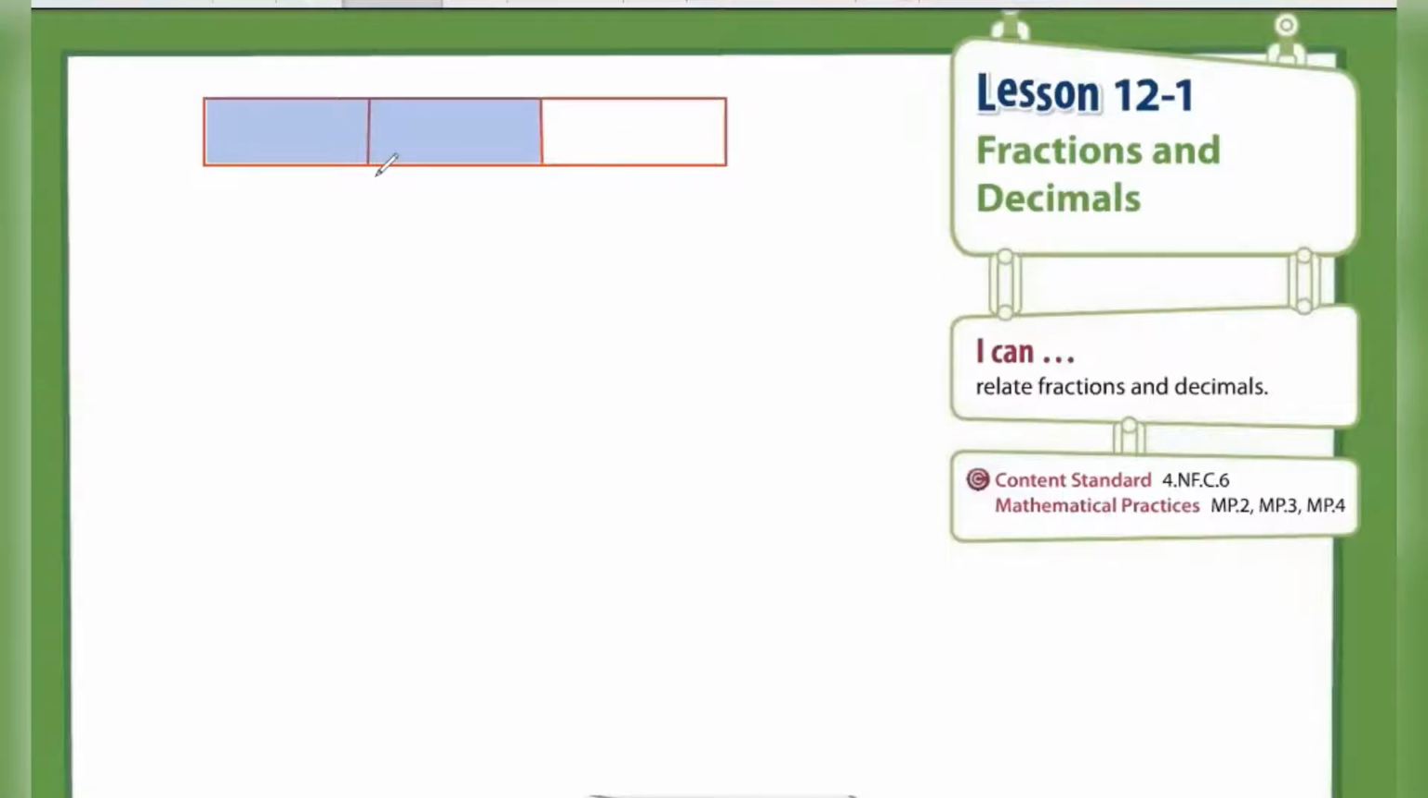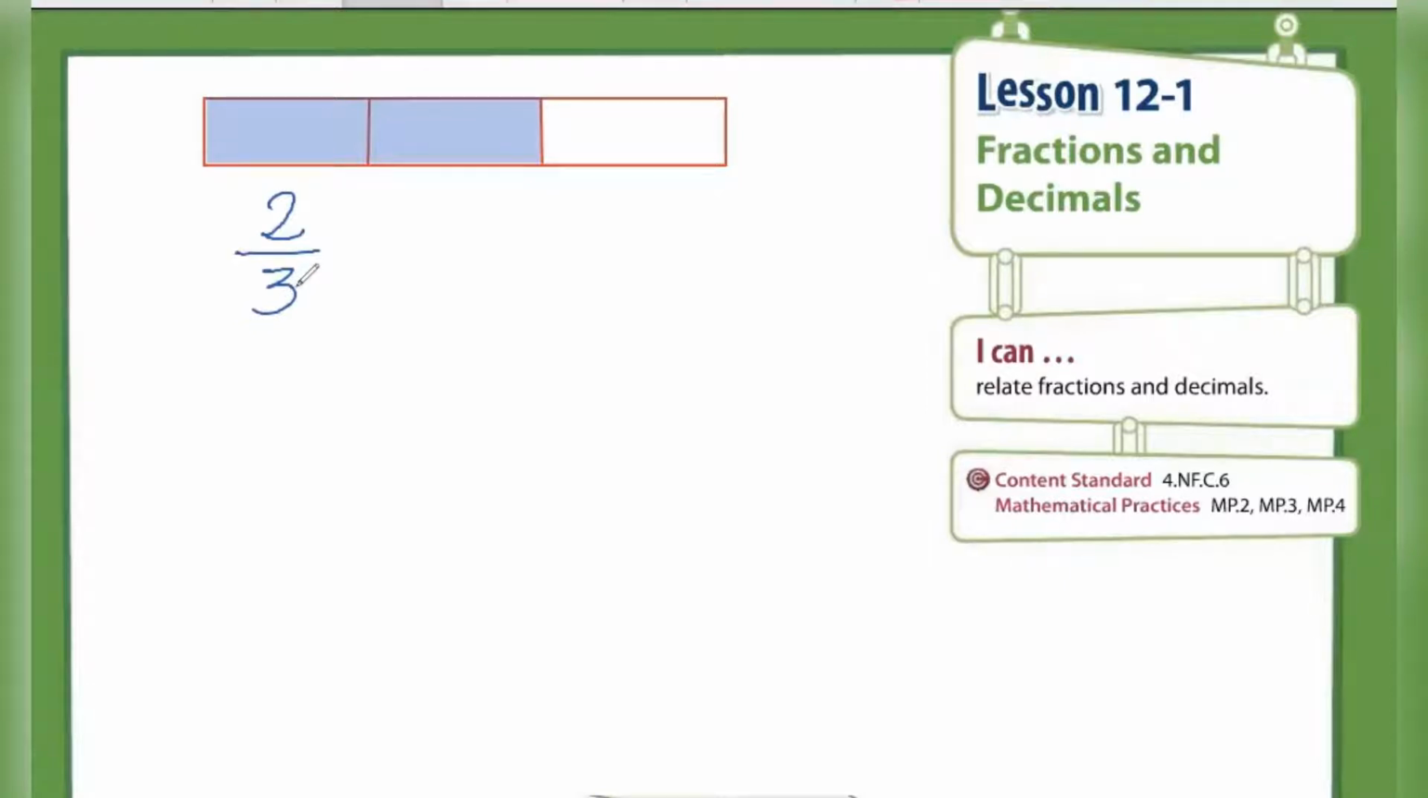We know fractions as a part out of a whole. If I have fraction strips and I want to show the fraction that represents the shaded part, I will write the shaded part as the numerator, which is 2, and the denominator will be the total number of parts, which is 3. It will be 2 out of 3. This is called a fraction.